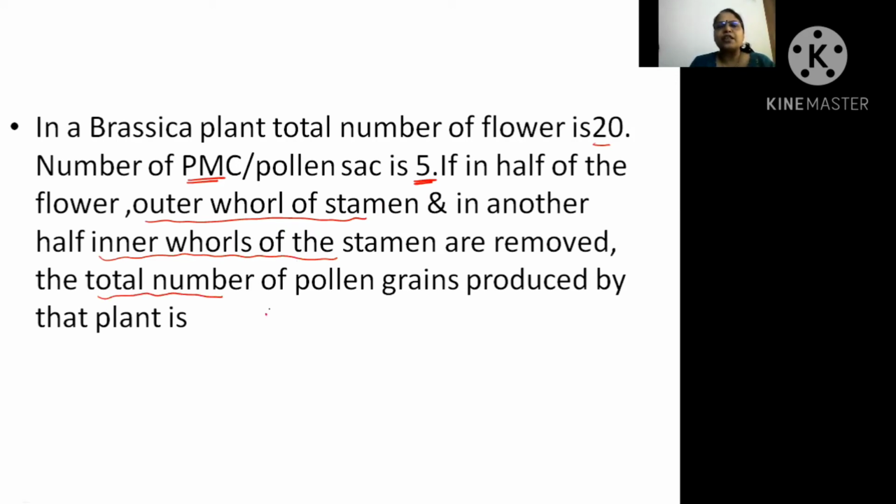So first of all, see here, total flower given to us is 20. Half means 10 flower. So in 10 flower, outer is removed. Outer whorl is removed. Is it clear? This whorl is removed. And in the remaining 10 flower, inner whorl is removed.